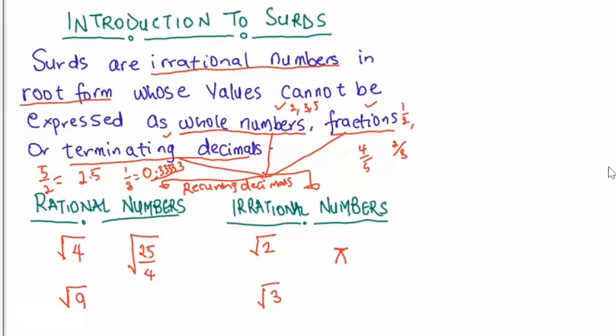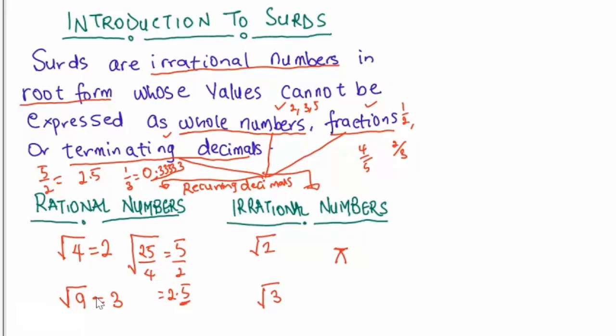So rational numbers can be expressed as whole numbers, as fractions, or even terminating decimals. For example, we have the square root of 4. The square root of 4 will just give us a whole number, which is 2. Now the square root of 9 will give us a whole number, which is 3. Now for the square root of 25 over 4, the square root of 25 is 5. The square root of 4 is 2. Now when we divide 5 by 2, we end up getting 2.5. Now this decimal has an end. It has a terminating end. So rational numbers can be whole numbers, fractions, or terminating decimals.